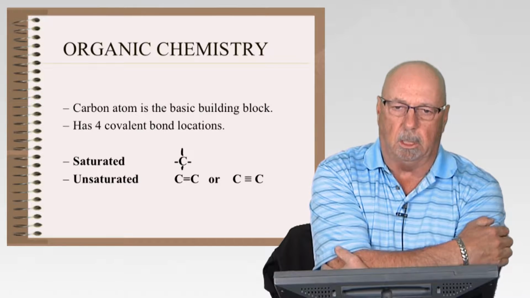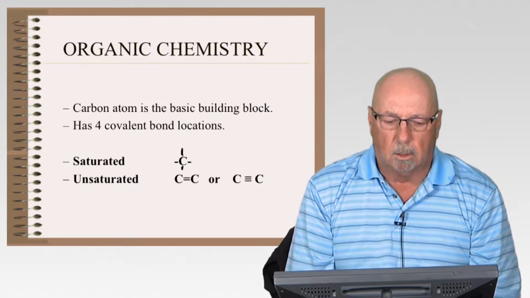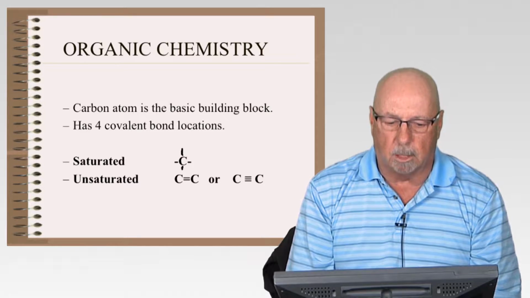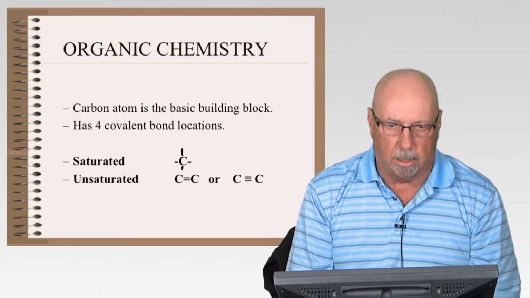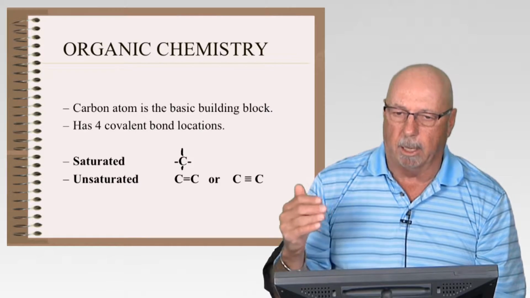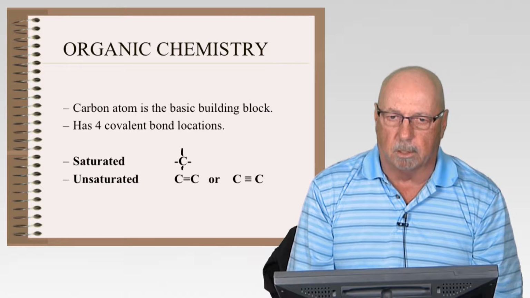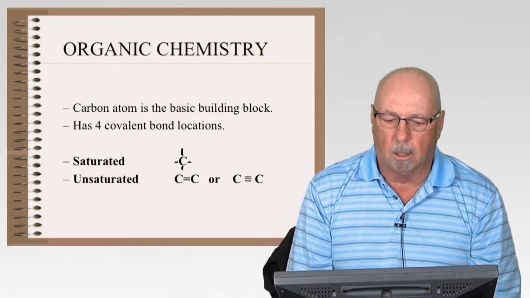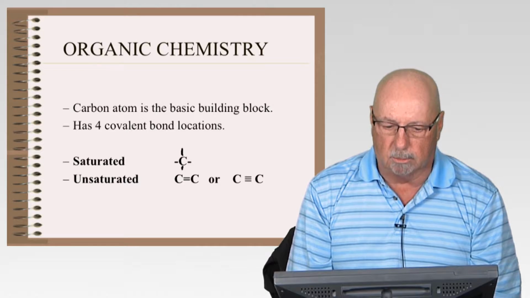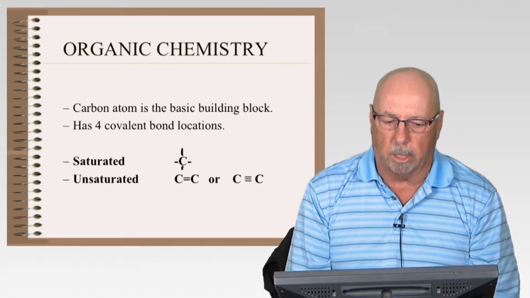So whenever you see a carbon that has 4 bond locations, one of the terms you'll see associated with it is saturated. If you see something that says a saturated hydrocarbon, you know that the carbon element of it is going to have 4 bonds, with some hydrogen bonded to each one of those bond locations.